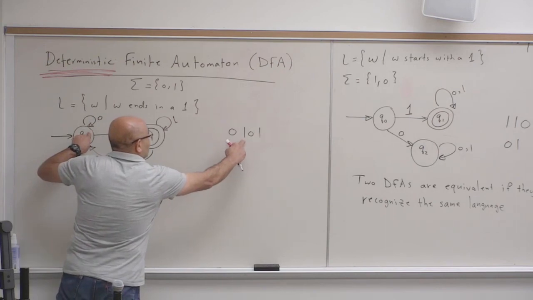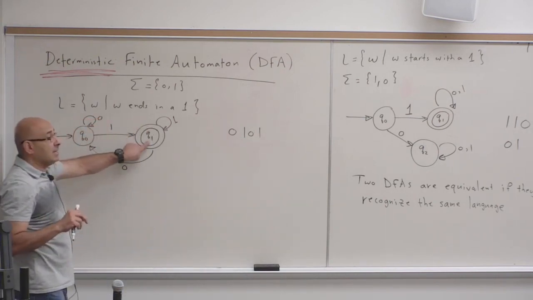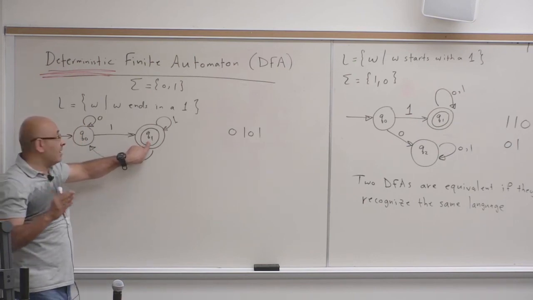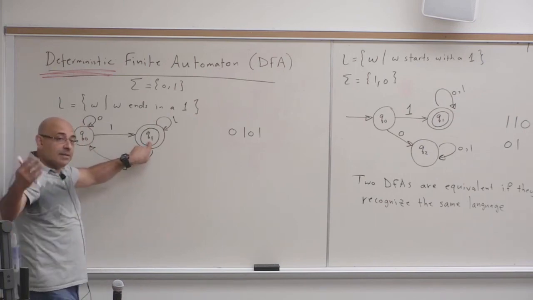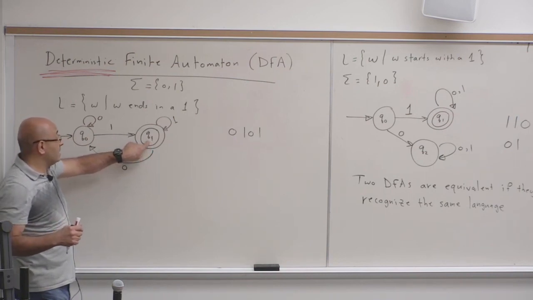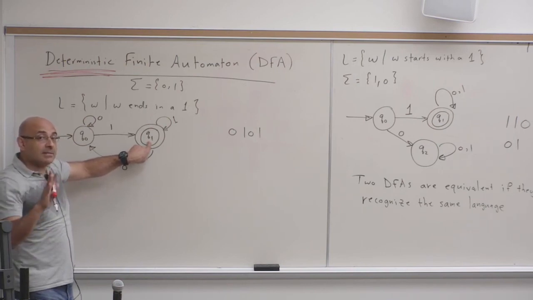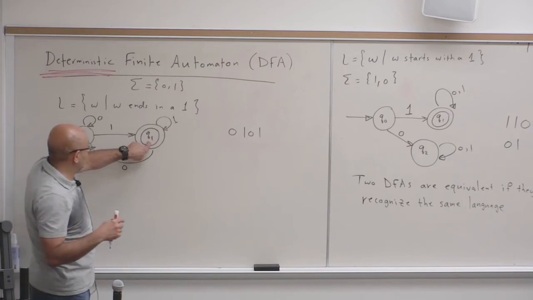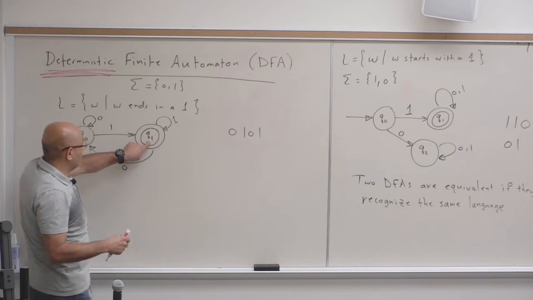Now, we get a 1. So with the 1 we transition to this state. What does it mean? It means that the last symbol that I have seen so far is a 1. So now there is a hope of satisfying the property of the language. So far, we're still good. If this happens to be the last symbol, then this string belongs to the language. But if something else happens, or a zero comes later, it may not be. So now we're in Q1.